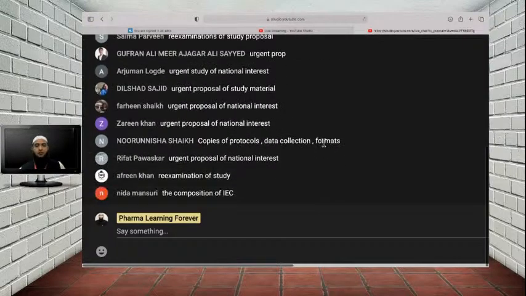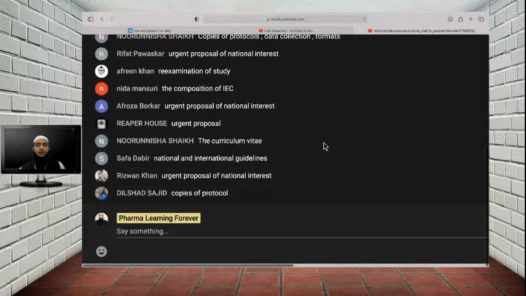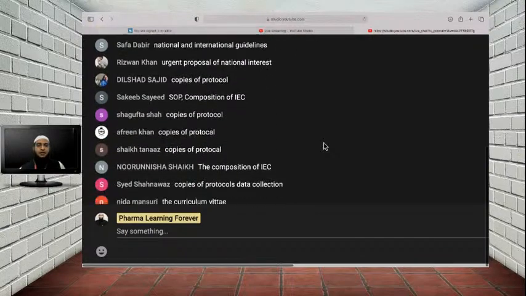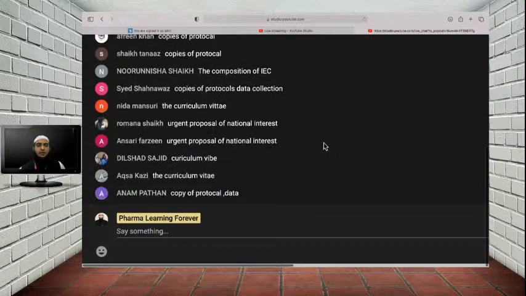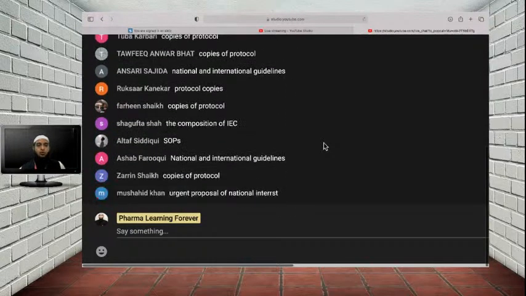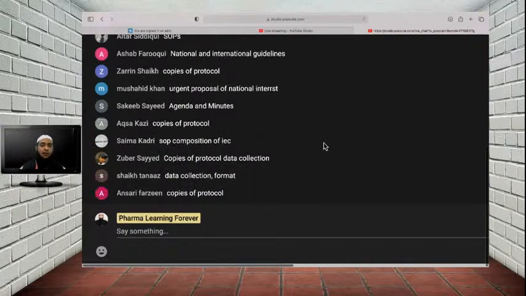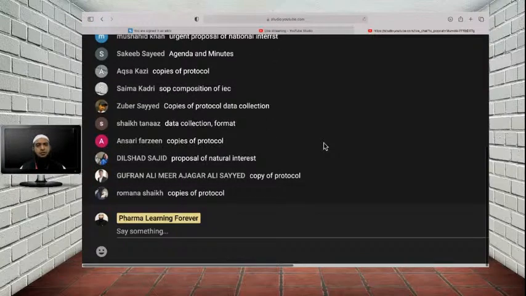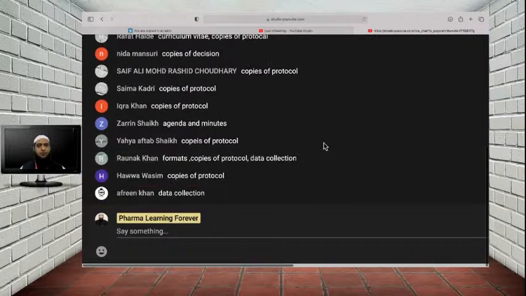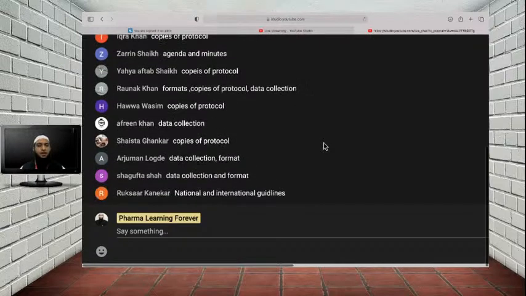The first answer, again given by Nurun Nisa, is copies of the protocol and data collection format. So this is one of the records. Curriculum vitae could be the second document. SOP, Saqib has mentioned the SOP and the composition of the IAC. Nice. I can see you are all active. National and international guidelines, Ashab has mentioned that. Agenda and minutes of meetings, again Saqib has given that answer. Copies of decisions: whatever decisions happen, all those decision copies, the agenda and the minutes.